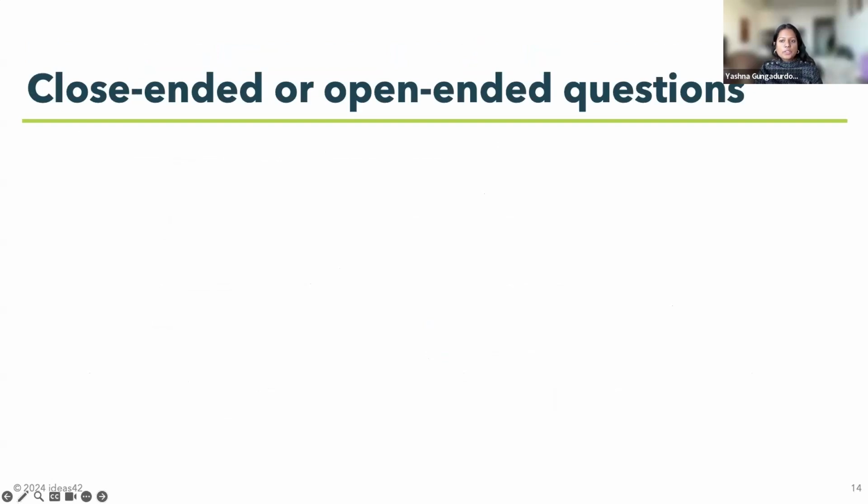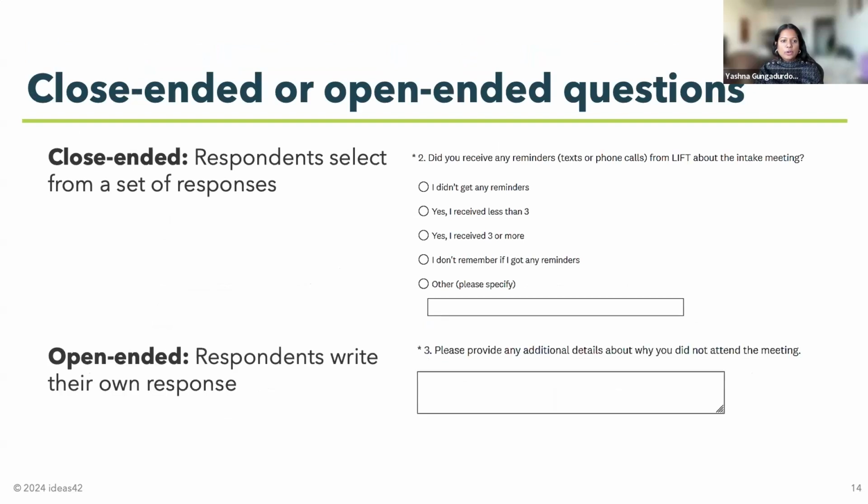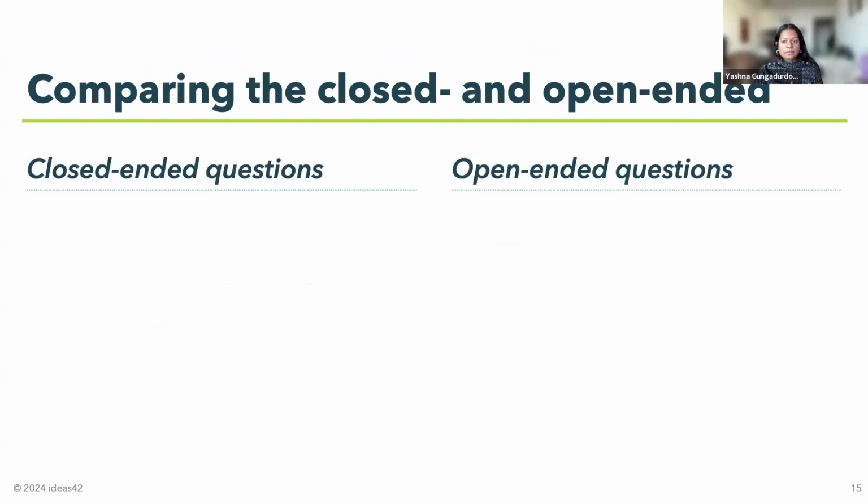As you're writing your questions, you'll also be deciding whether to ask questions as closed or open-ended questions. So a closed-ended question is one where respondents select an answer from a predetermined set of options, whereas open-ended questions are ones where respondents get to write their own responses and freely put in any text that they would like to share with us. So there are pros and cons to each of these.